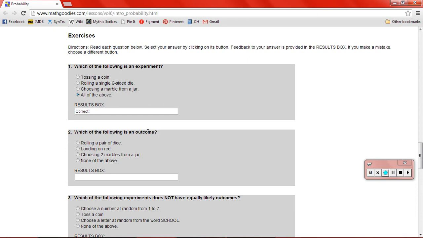For number 2, which of the following is an outcome? Rolling a pair of dice, landing on red, choosing 2 marbles from a jar, or none of the above? Well, rolling dice, that's an experiment. Choosing 2 marbles from a jar is also an experiment, but landing on red is an outcome to the experiment of spinning a spinner.